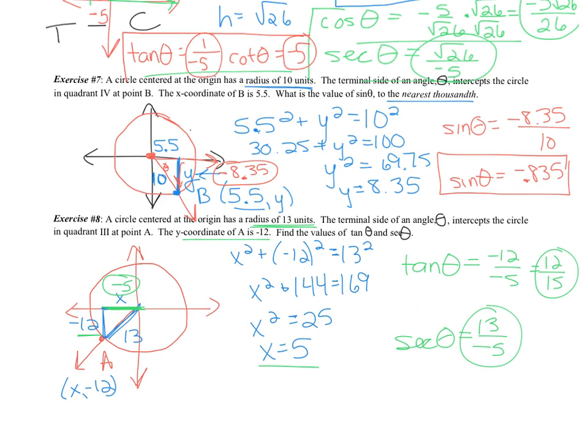So from there, my tangent of theta is negative 12 over negative 5, which is 12 over 5, not 12 over 15. And then secant theta is 13 over negative 5, right? That's just from hypotenuse over adjacent because we're always using that angle.